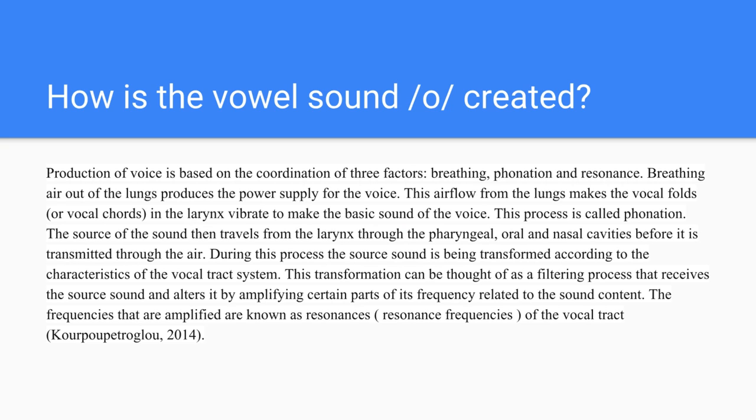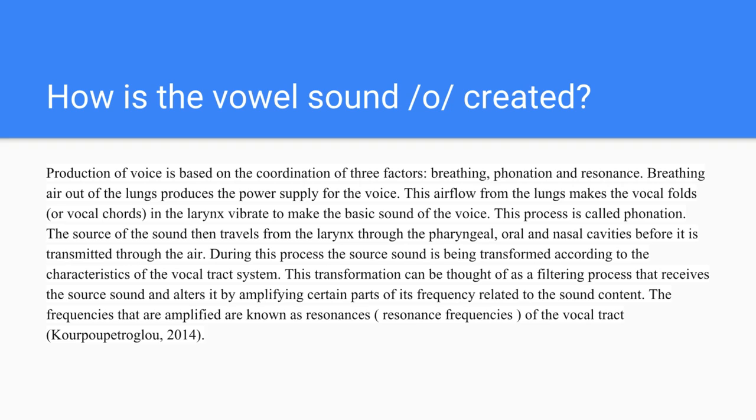Production of voice is based on the coordination of three factors: breathing, phonation, and resonance. Breathing air out of the lungs produces the power supply for the voice. This airflow from the lungs makes the vocal folds, or vocal cords, in the larynx vibrate to make the basic sound of the voice. This process is known as phonation.